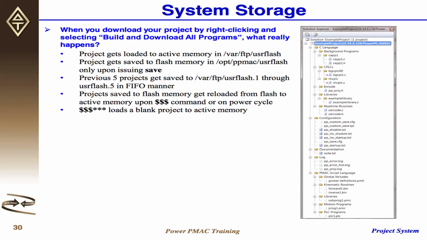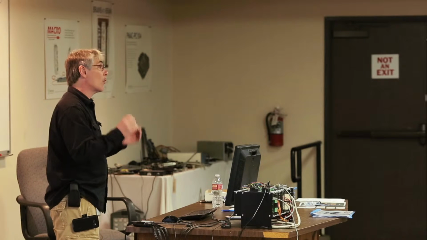When you type a save command in Power PMAC, then it gets saved to the non-volatile flash memory in the OPT PPMAC user flash directories, which are on the inside of the flash folders. It's inside of the flash utility. So there is the volatile RAM side of Power PMAC, which starts under var ftp, and then there's the non-volatile in flash, which is under the OPT PPMAC side of PMAC's directory structure.